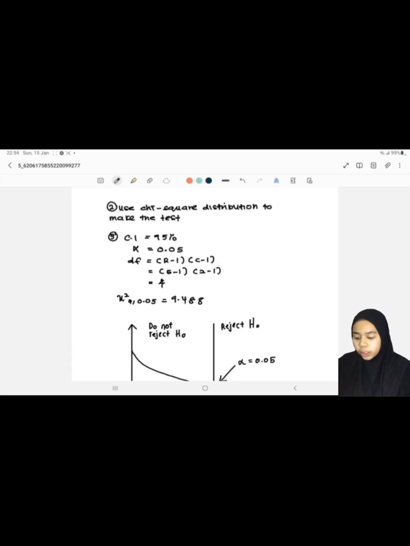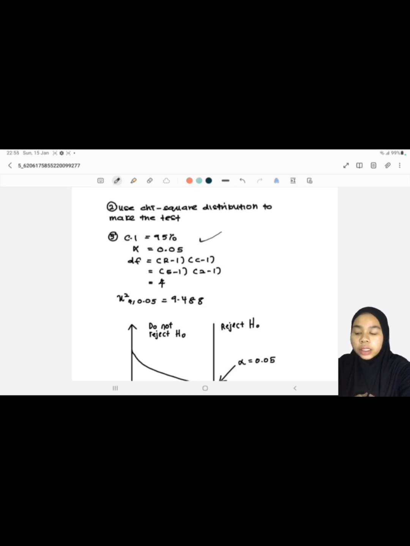For step 2, we need to select the distribution to use because we want to test the independence. So we use chi-square distribution to make the test. From the question, we need to make the test at the level of 95% confidence interval. So for step 3, confidence interval is 95%. And alpha, how to calculate the alpha? From confidence interval, 1 minus 95%, we got 5%. So from 5%, we divide by 100, so we will get alpha equals 0.05.